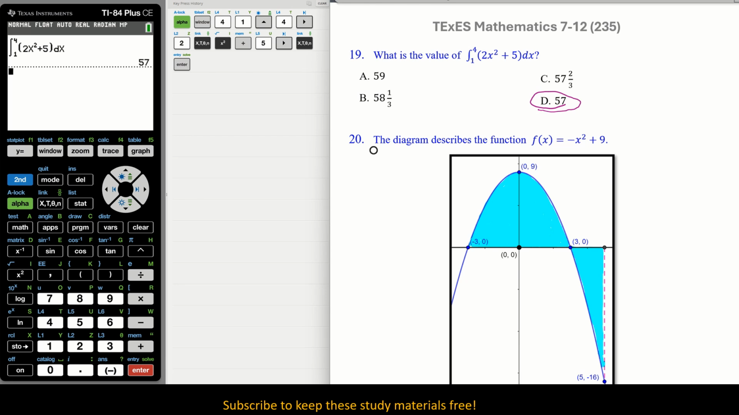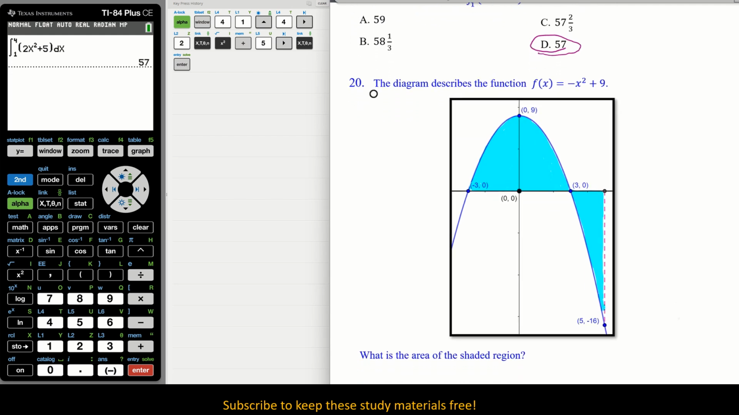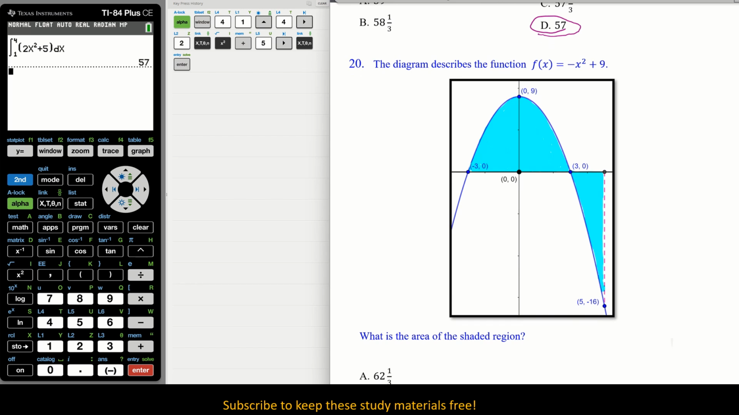But if they ask you a question where you're adding integrals up in some way or subtracting the values, that would be something more involved, then at least you know how to get the bits and pieces. And talking about bits and pieces, that is how we're going to handle 20.